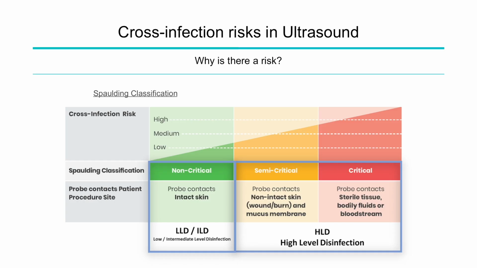So ultrasound is a very unique area because we have one medical device that can be classified in every single element of the Spalding classification. We have an ultrasound probe that can be used on intact skin and therefore classed as non-critical. But at the same time, it can be used on non-intact skin and sterile tissues. Therefore, it makes it quite a confusing reprocessing element for the end users.